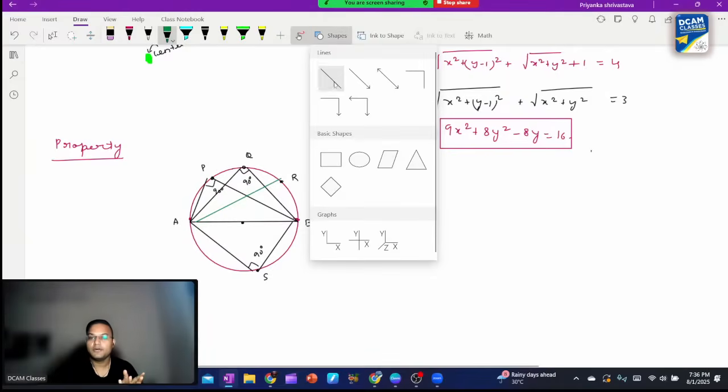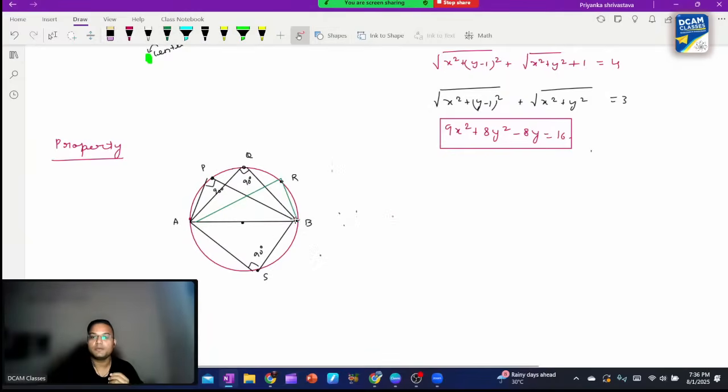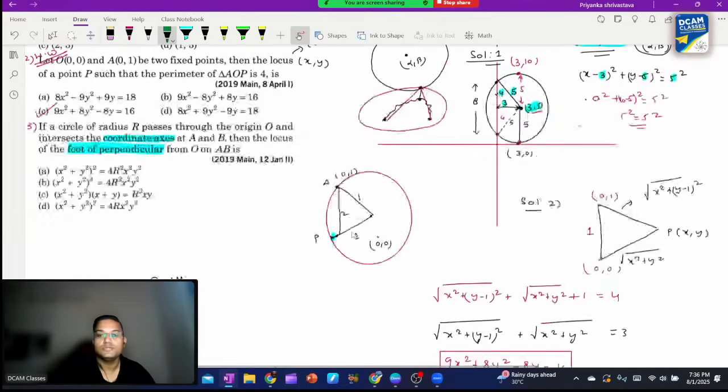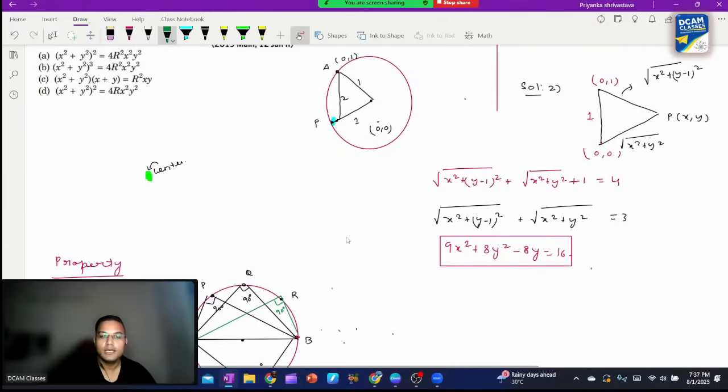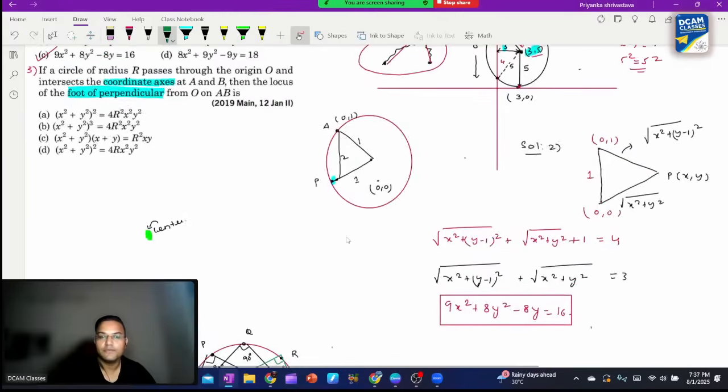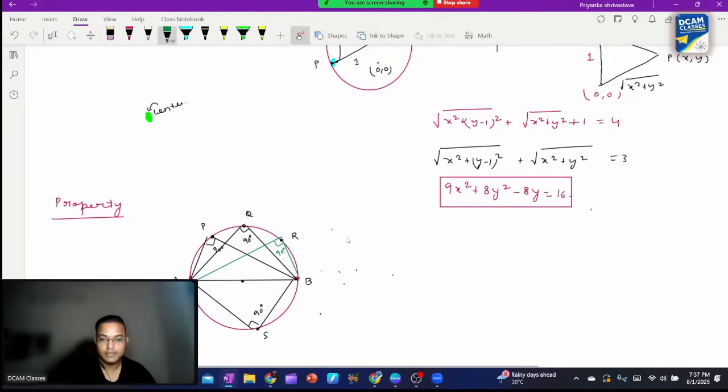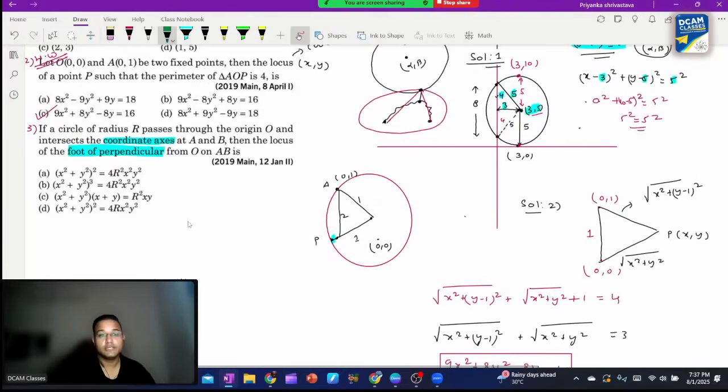This is a property. Now, why I'm telling you this one, how it will be used here in this question. Understood the property, everyone? Now see, this question is given to us. Let's draw this.